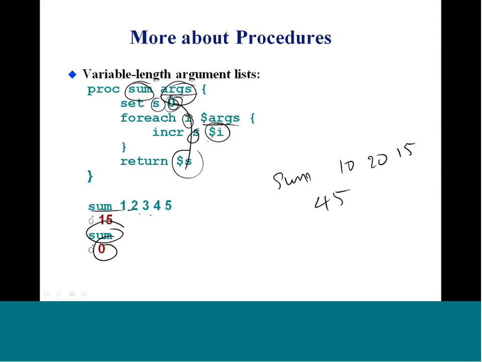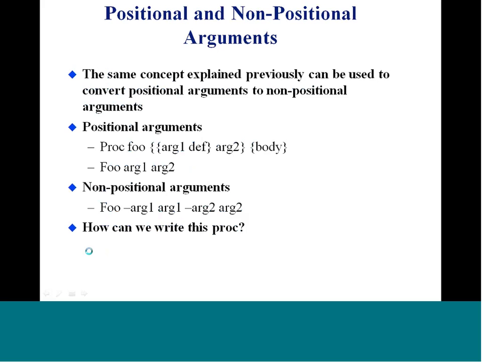This kind of variable length is very useful because now we can extend this concept to many other things. So let's see one way to extend this concept. Oftentimes in procedures you don't want positional arguments, you want non-positional arguments. What do I mean by that? A positional argument, for example for this proc named foo, has an argument 1, argument 2, and it needs to be exactly specified when we call this procedure. If you miss it, then it won't be proper.